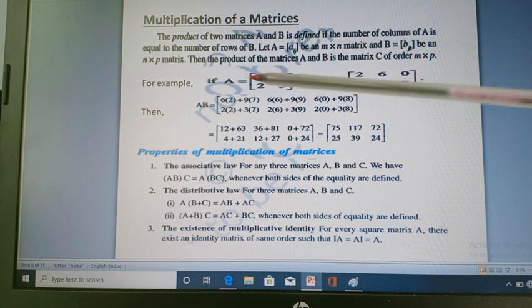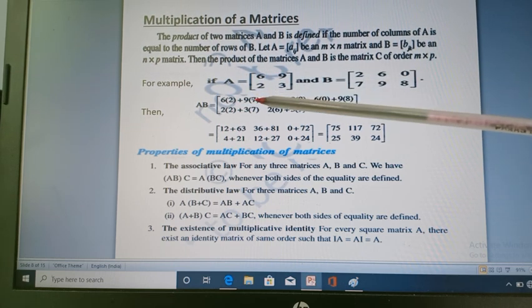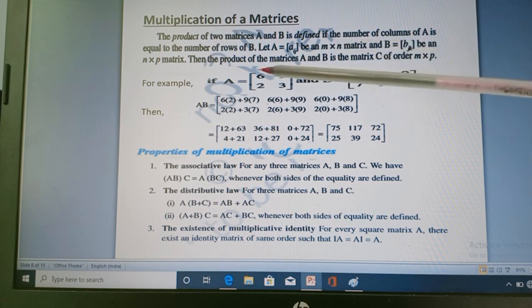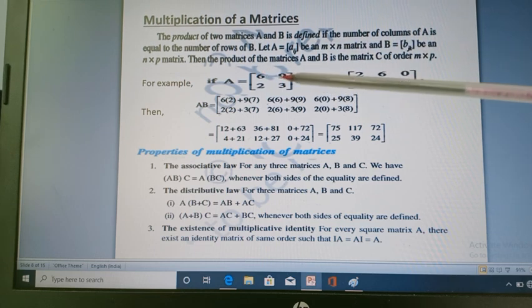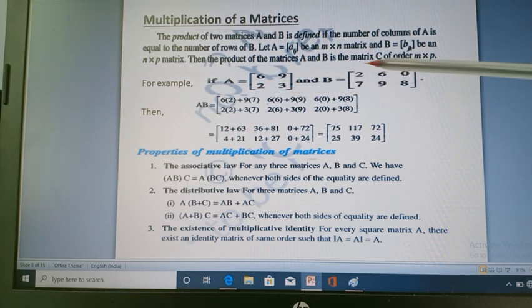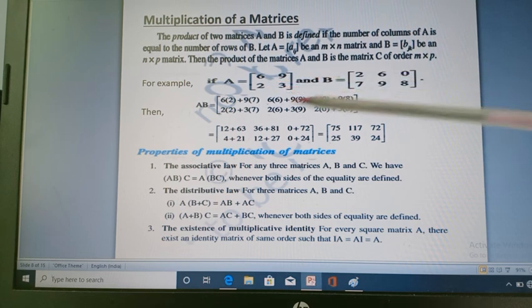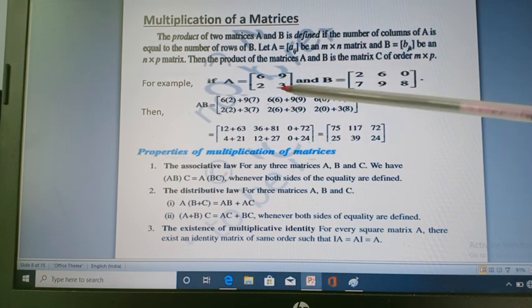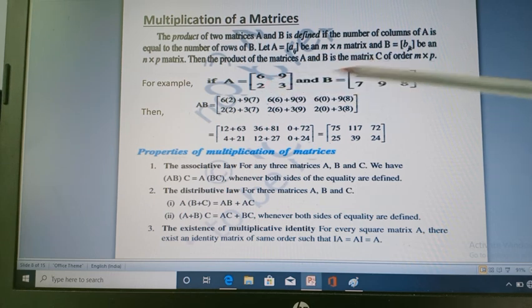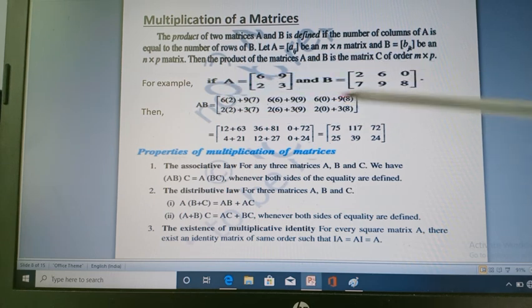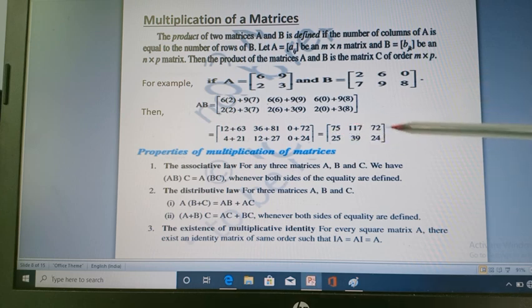And how to multiply? There is a procedure. First you multiply the first row with the first column. So 6 into 2 plus 9 into 7. So the first element is done. Then first row into second column, 6 into 6 plus 9 into 9, then first row with third column, 6 into 0 plus 9 into 8. Then second row with first column, 2 into 2 plus 3 into 7, 2 into 6 plus 3 into 9, 2 into 0 plus 3 into 8. Now after calculating this, we will get the resulting matrix, which is this one. I hope students understood how to multiply two matrices.